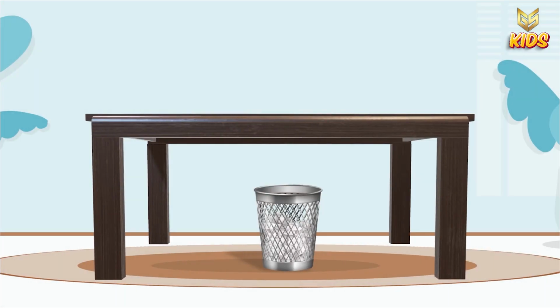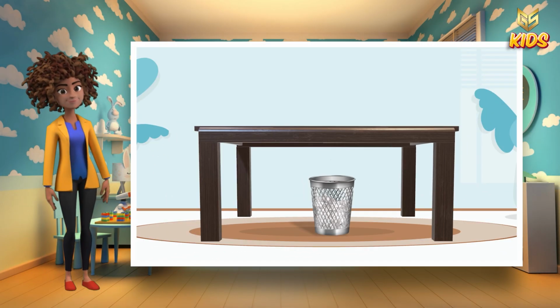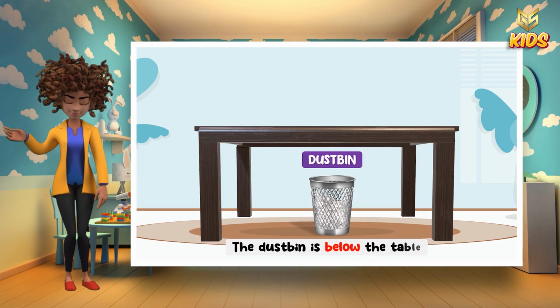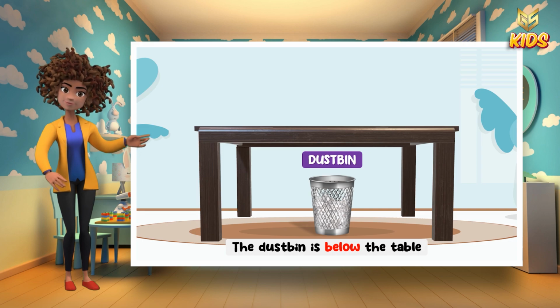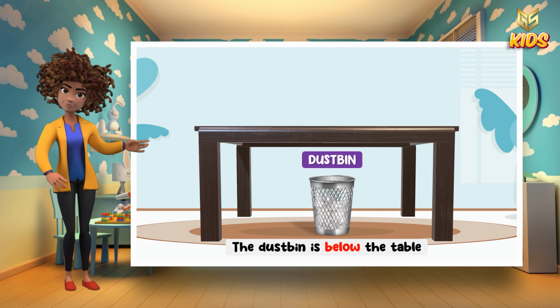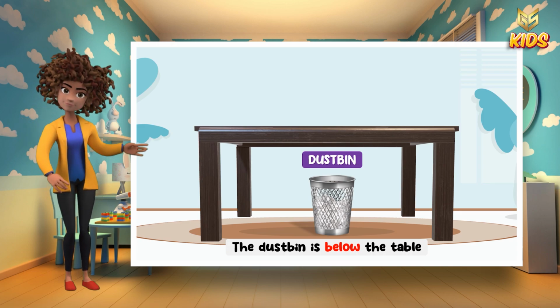Now we will look at another example. Here again there is a table, and here this is the dustbin. Here the dustbin is below the table because the object is in the lower place. That is why we will use the term below. The dustbin is below the table.